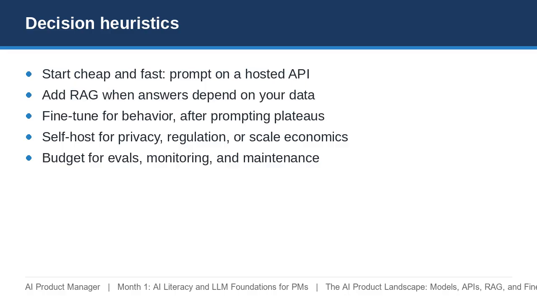To apply this, follow a few heuristics. Start cheap and fast with prompting on a hosted API. Add RAG when answers depend on your data or need to be current. Reach for fine-tuning only for behavior, and only after prompting plateaus. Self-host when privacy, regulation, or volume economics demand it. And always budget for the hidden costs, evaluation pipelines, monitoring, and ongoing maintenance, not just per token price.